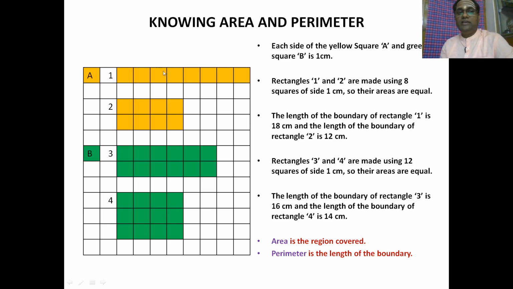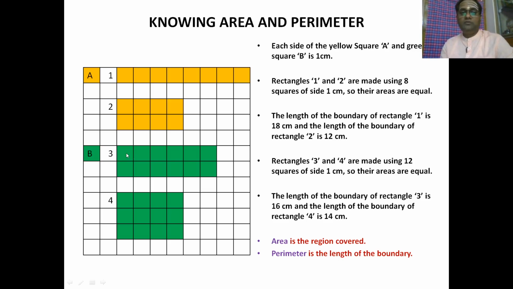Therefore the area here of rectangle 1 is 8 square centimeter. Area of rectangle 2 again is 8 square centimeter. So I can say rectangle 1 and rectangle 2 are made using 8 squares of side 1 centimeter. So their areas are equal and equal to 8 square centimeter.